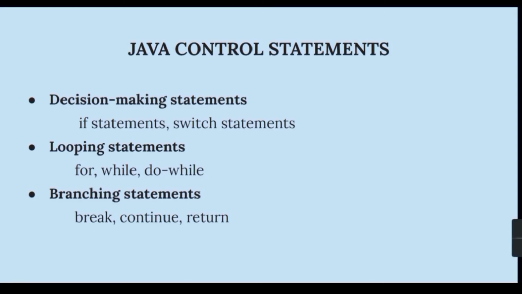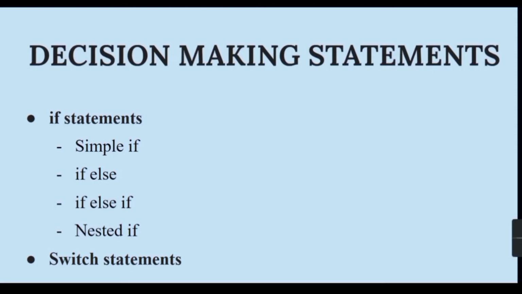Basically, there are three types of control statements: decision making, looping, and branching. In decision making, we have if statements and switch. In looping, we have for, while, and do while. In branching, we have break, continue, and return. Decision making statements are if and switch. In if statements, we have simple if, if else, else if, and nested if.